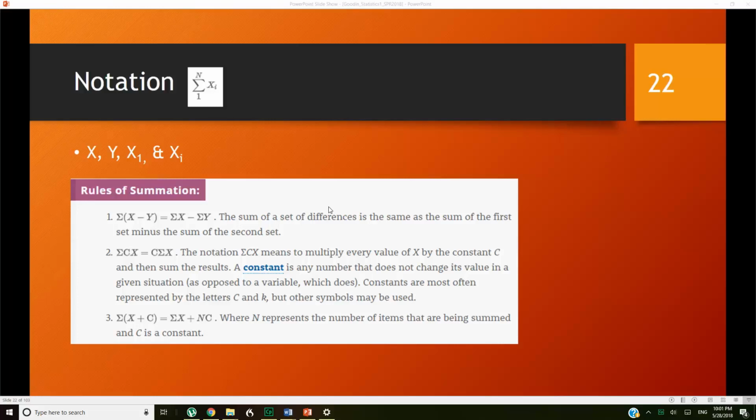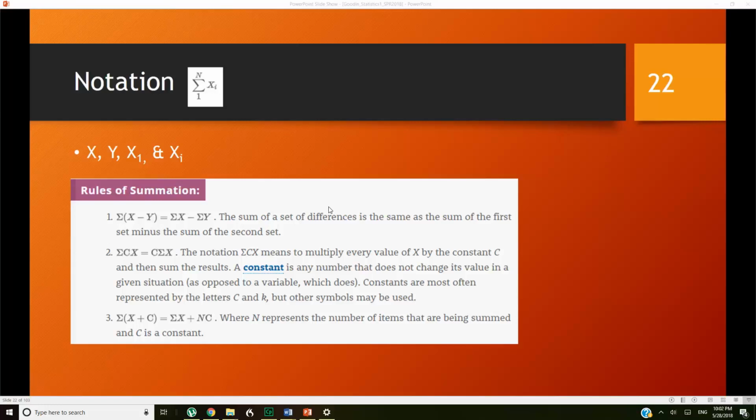Here we see a few rules of summation. Note that the symbol that looks like an E is sigma. Sigma tells us to add all values of whatever it is attached to or next to it. C is a common symbol to represent a constant. N represents the number of items that are being manipulated or used in the mathematical equation.